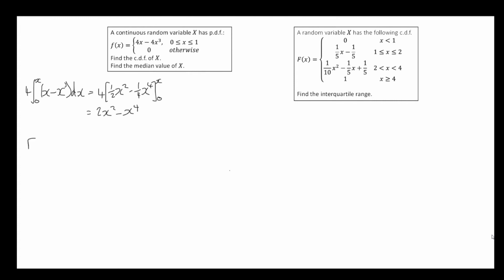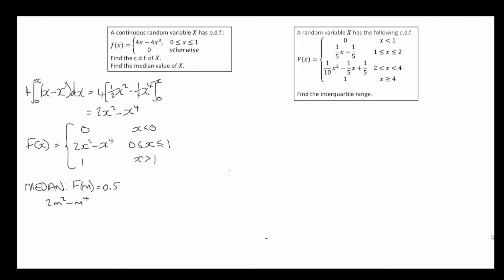We get 2x squared minus x to the power of 4. The complete cumulative distribution function has that function in the middle, and I've also got my 0 and my 1. To calculate the median, I'm going to set this function equal to 0.5. And that leads to, I'll swap the x for an m, 2m squared minus m to the power of 4 equals 0.5. I can rearrange this, and at this point I'll notice that this is a hidden quadratic. I can let y equal m squared, and I have the quadratic y squared minus 2y plus 0.5 equals 0.